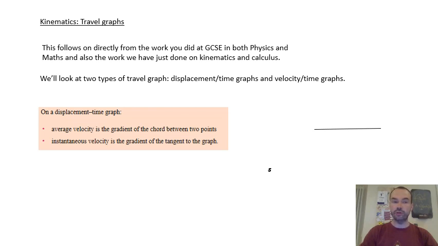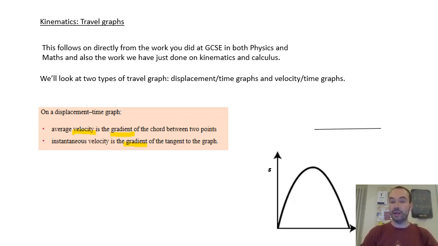At GCSE, you remember that when we looked at displacement time graphs, we talked about velocity being linked to gradient. You'll notice here we've made a distinction between two types of velocity. Consider this displacement time graph where we've got an object starting here, traveling away till it gets to its maximum displacement, and then it travels back to where it started again. We'll use this graph to distinguish between average velocity and the instantaneous velocity at a point.